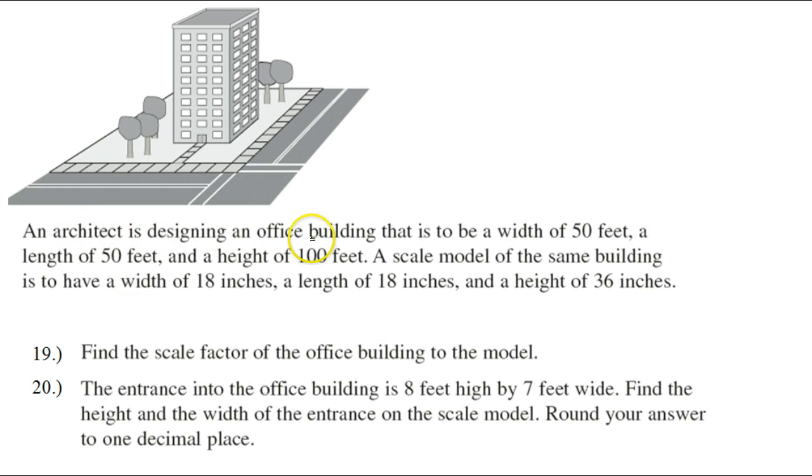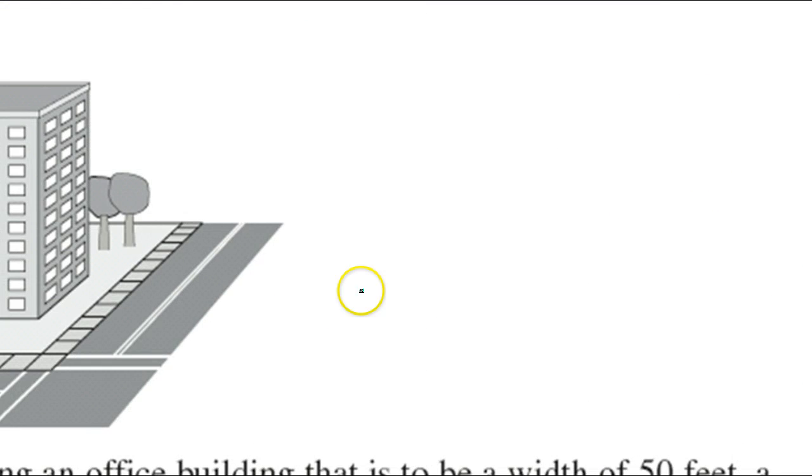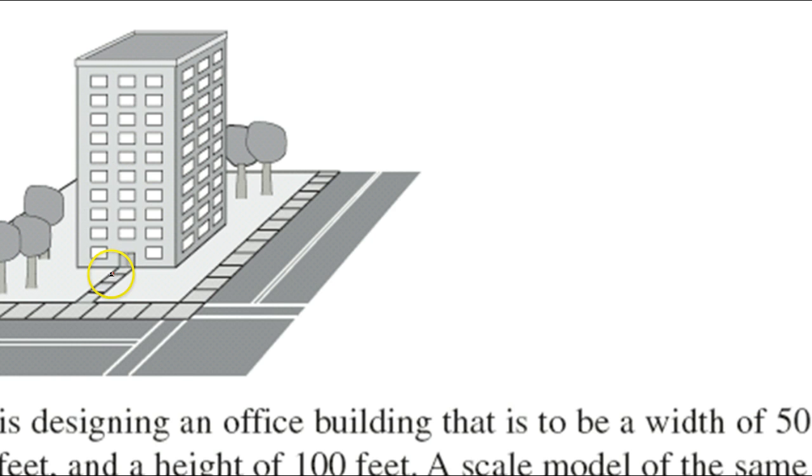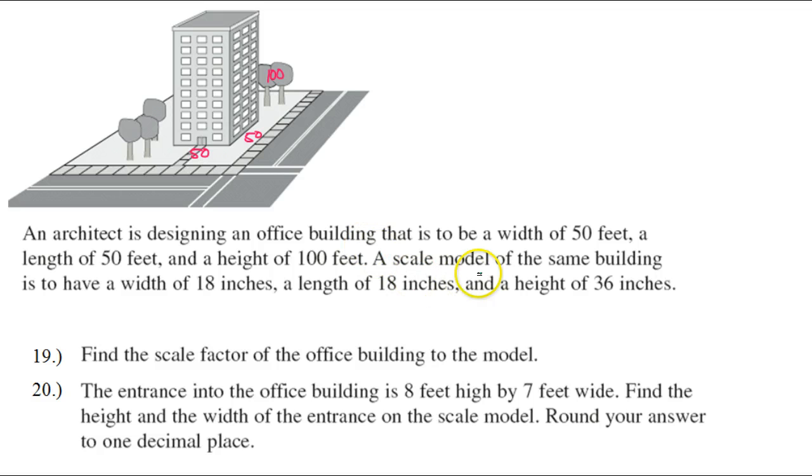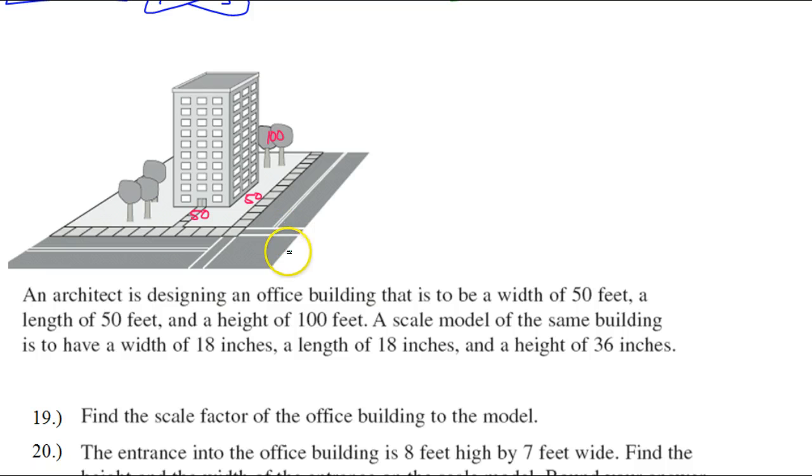An architect is designing an office building that is to be a width of 50 feet, a length of 50 feet, and a height of 100 feet. So I'm going to need a different color. Let me zoom back in for a second. So it says 50 by 50 by 100. The bottom of this thing is a square. That's what we're dealing with. A scale model of the same building is to have a width of 18 inches, a length of 18 inches, and a height of 36 inches. So we're going to make a scale model of this thing.